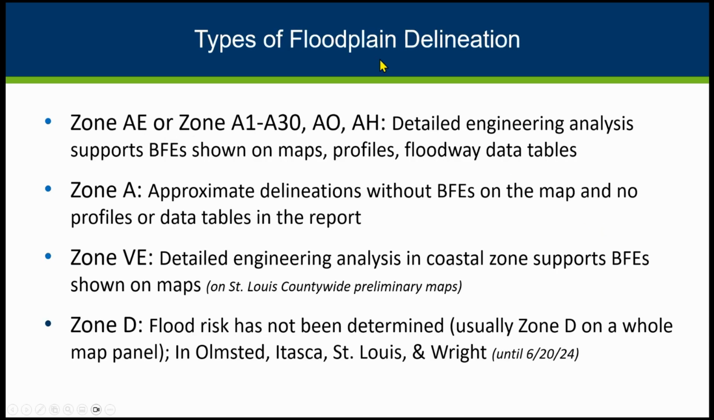The different zones I've already mentioned, the AE, or A with numbers, those are detailed study areas. There's also called the AO and AH. AO is more of an overland flow situation. AH kind of ponded areas. Zone A is where it's the high risk zone, but there's not a detailed study. And we'll talk about that a little bit more and how we're getting better data to support those zones.